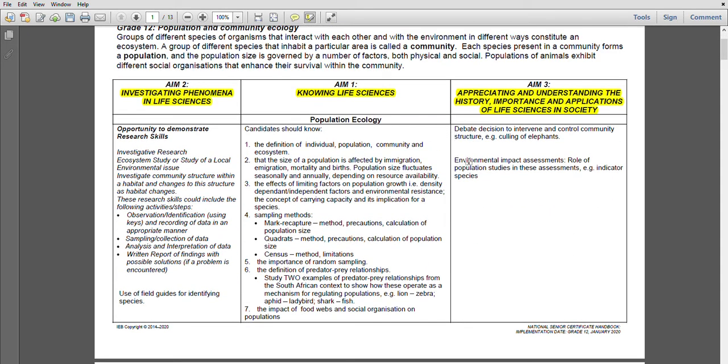Another example that we have here, environmental impact assessments. What is the role of population studies in these, for example, in indicator species? So remember, an indicator species is something that we did back in grade 10 and 11. So you need to remind yourself of this content. However, it is not aim 1. So I will not ask you to define what is an indicator species. It is essentially given that you know what this is and you have to apply it to this kind of situation.